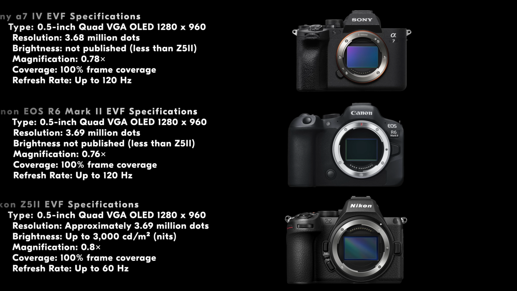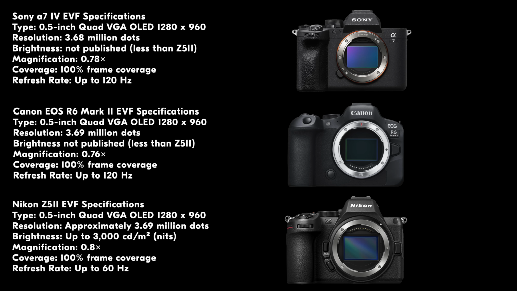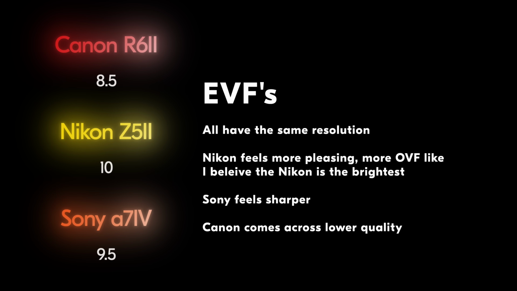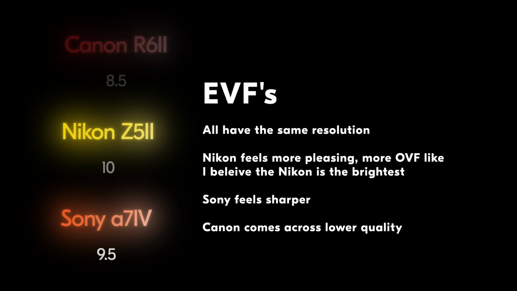EVFs. In the EVF race, the Canon and the Sony are the fastest at 120 Hertz, but I'm just not sure how often that really impacts what we shoot. And the fact that the Z5II is the brightest by a fair margin that I can see by my eye, but I cannot find any specifications online regarding it, that would seem to impact all users shooting in dark and sunlight situations. Also, the Canon comes across as the lowest quality. The Sony does feel sharp, but the Nikon feels more natural. So it takes the win.